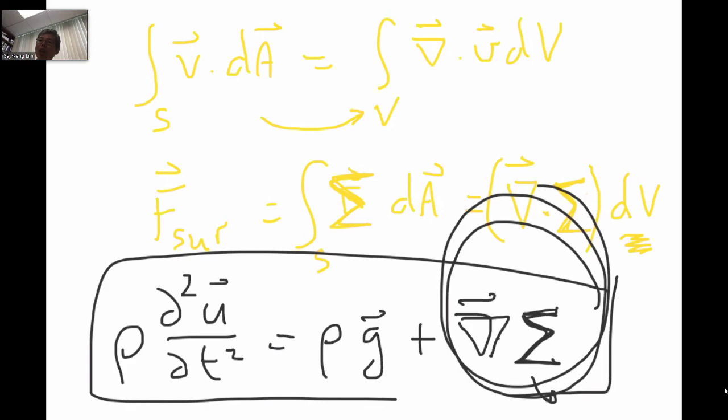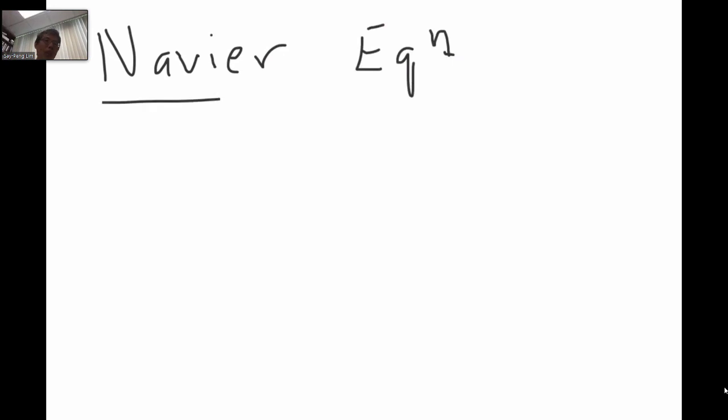You've got to go look to see what you mean by the divergence of a tensor. They define it for you. Anyway, then you ultimately end up with the so-called Navier equation. This is what we want to get to. This is very complicated looking.